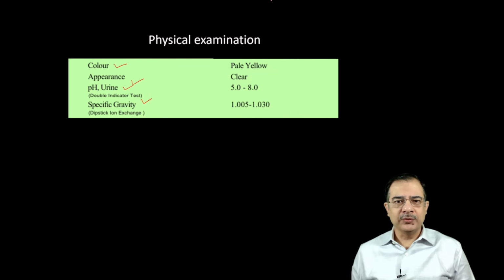So what are the normal values? Color is pale yellow, appearance is clear with no turbidity, and pH ranges from 5 to 8. Some labs take 4.5 and 7.5 as the limits. Specific gravity is 1.005 to 1.030, again with some variation in different labs.